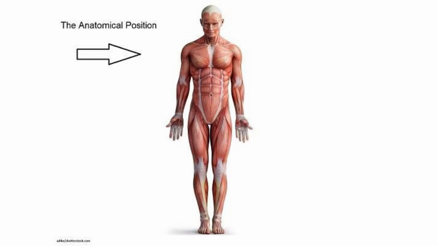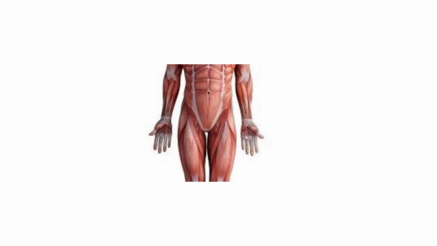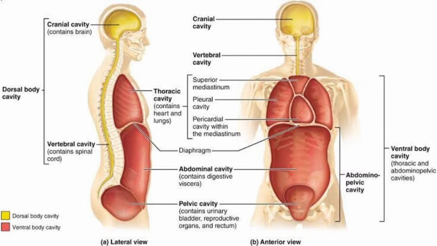In the anatomical position, the person stands erect facing the observer, with the head level and the eyes facing forward. The feet are flat on the floor and directed forward, and the arms are hanging at the sides with the palms facing forward. Now we're going to talk about the organs and membranes located in the human body cavities.